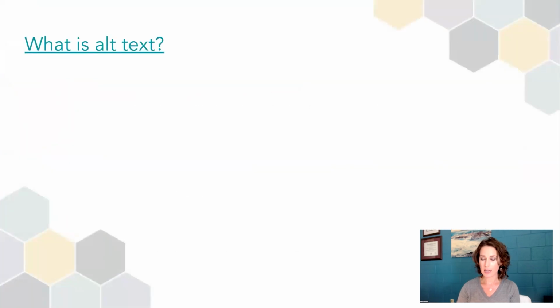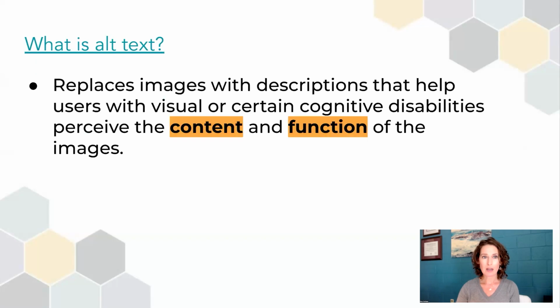So today we're talking about alt text. What is alt text? If you want to take a deep dive, you can click on that link, but let me summarize for you what you'll find if you do. Alt text, or alternative text, replaces images with descriptions that help users with visual or certain cognitive disabilities perceive the content and the function of the images. Both of those elements are important, content and function.